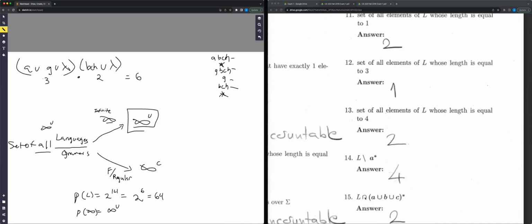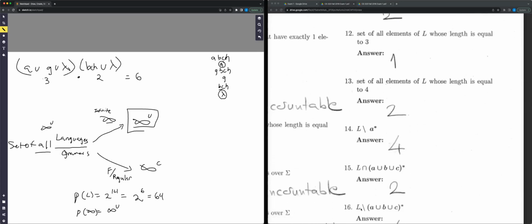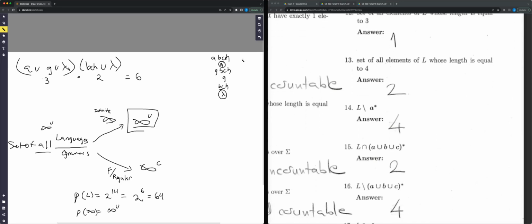This says in L and in (A or B or C) star, right? So all we need to do is find any strings that are only made up of A's, B's, and C's. There's this one here, and there's this one here. Remember, the star can be equal to 0, so that means nothing, lambda is also part of it. So this answer is 2. This one says in L, but not in (A or B or C) star. This is just the complement of this. So whatever we got for this, it's just the opposite for this. So everything that we didn't choose, these other 4, is the answer.